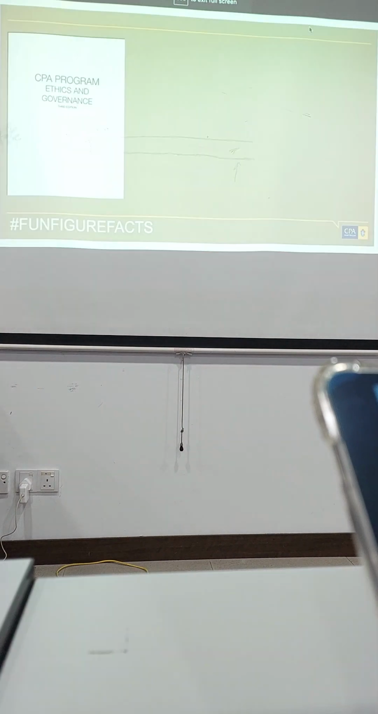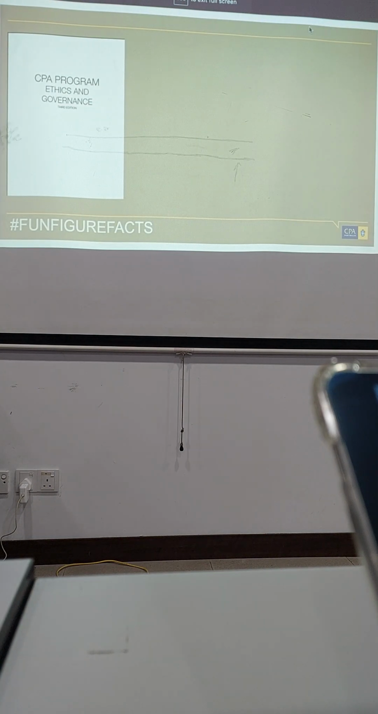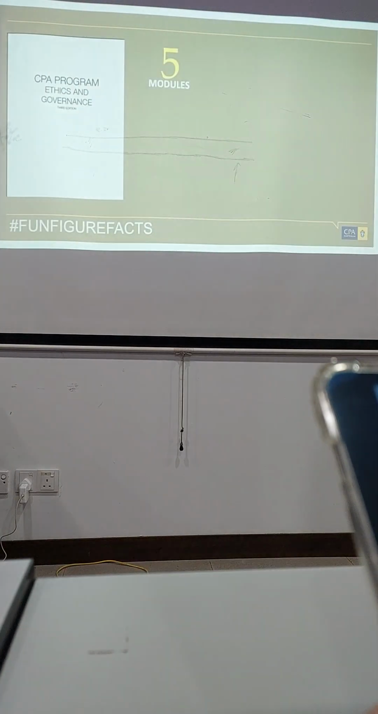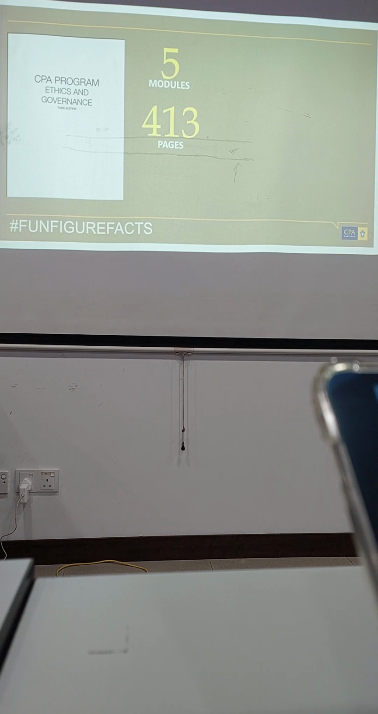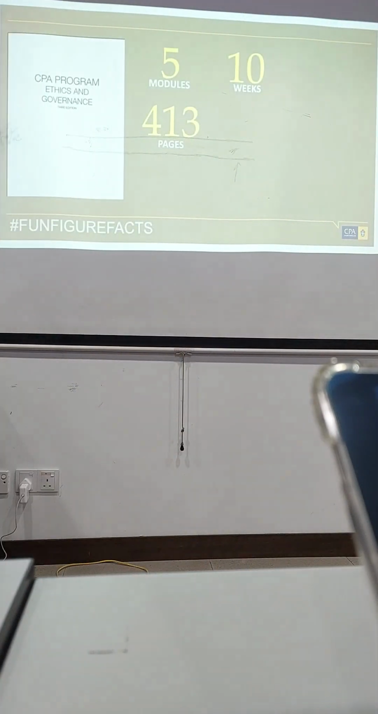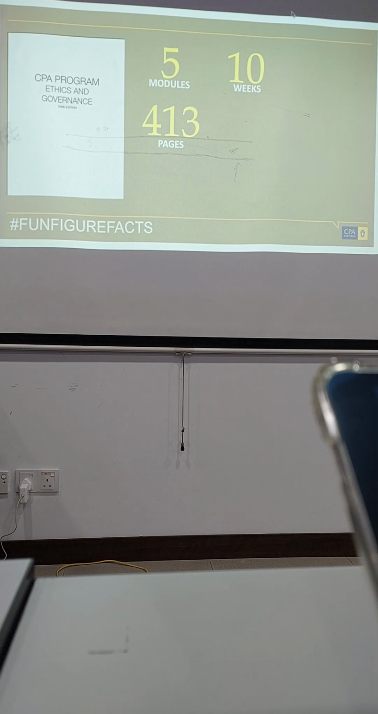Before I explain the term ethics and governance, in general, let me share with you some fun facts about CPA-EG. We are currently using the 3rd edition. Please don't use any edition earlier than the 3rd edition. It contains 413 pages, over 15 weeks.